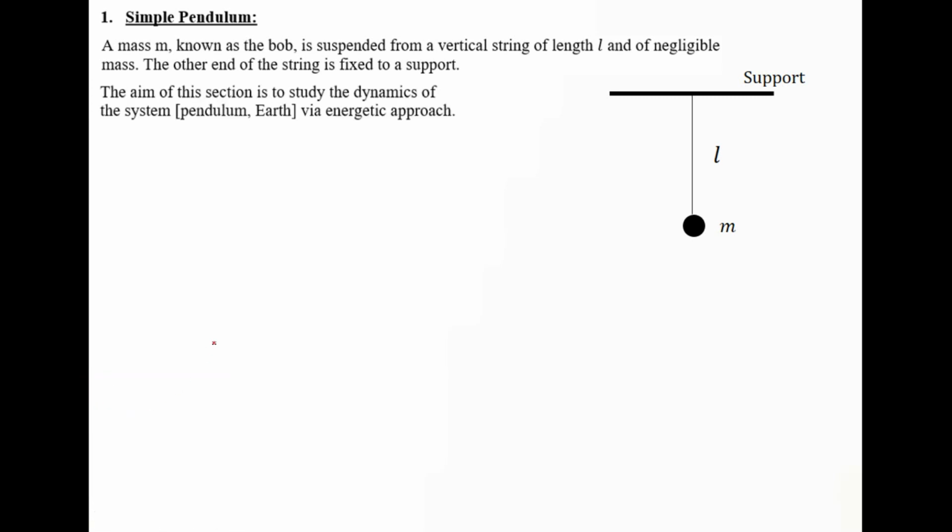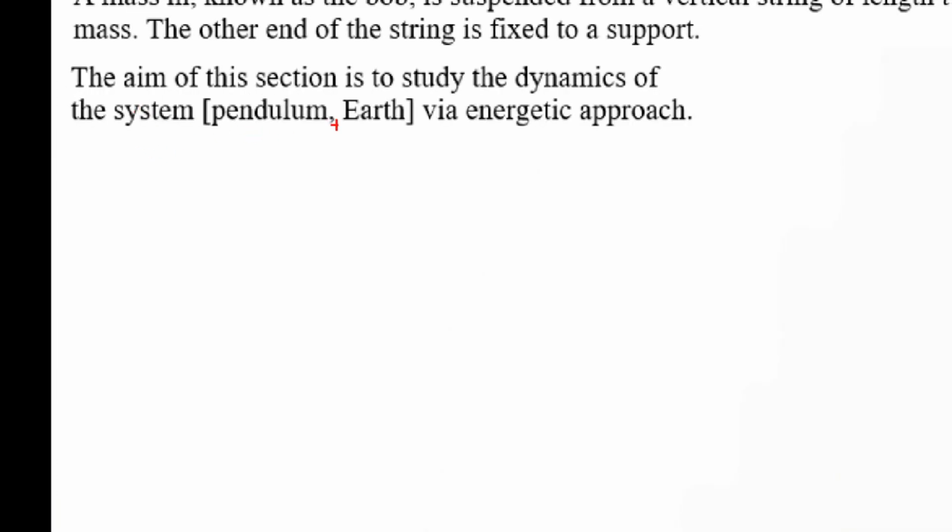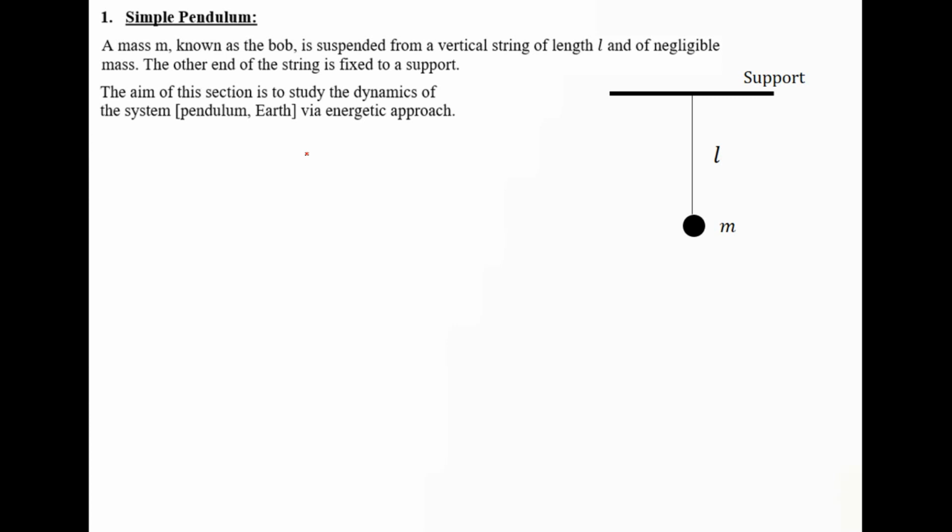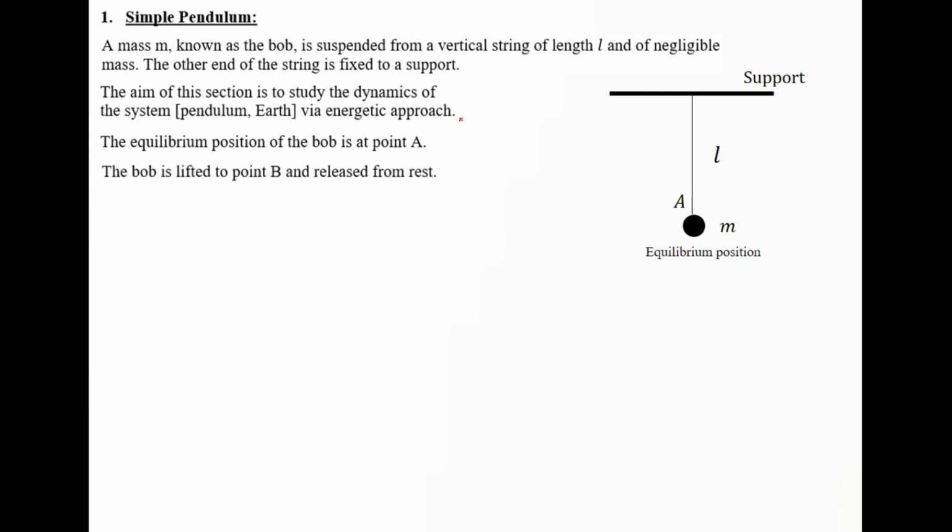The aim of this section is to study the dynamics of the system pendulum-earth via an energetic approach. Why? Our system consists of the pendulum-earth in order to include the gravitational force in the mechanical energy as a gravitational potential energy. The equilibrium position of the bob is at point A. The bob is lifted to point B and released from rest.